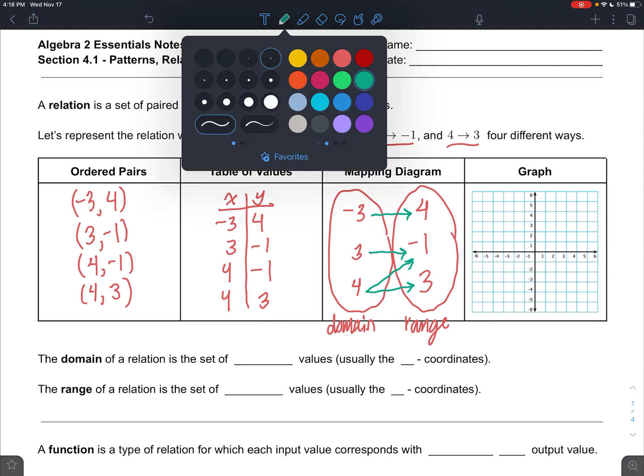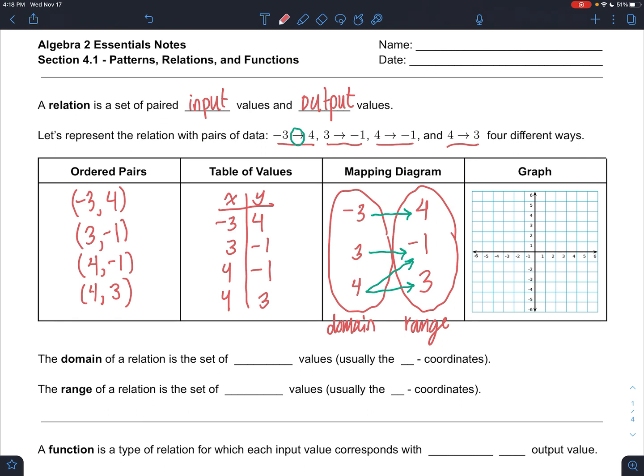So the domain is the set of those inputs, and the range is the set of the output values. As you can see, the input is normally the x, and the output is the y.